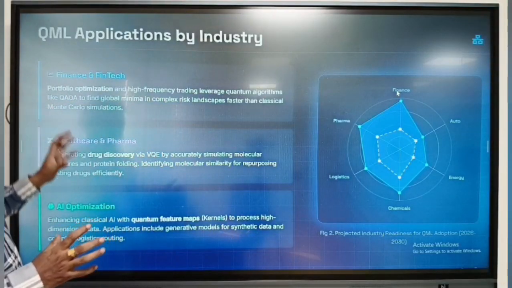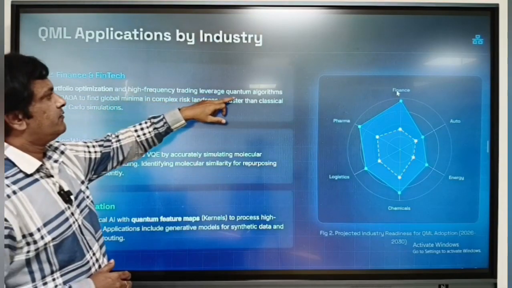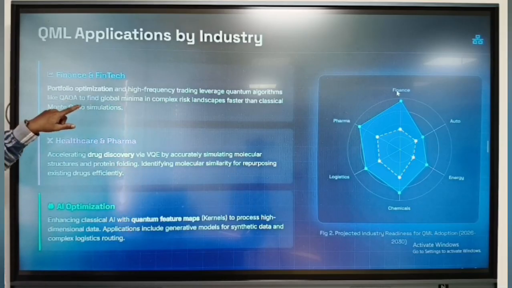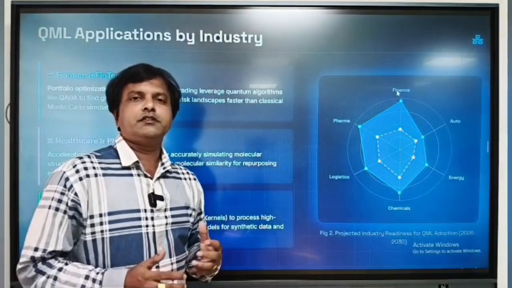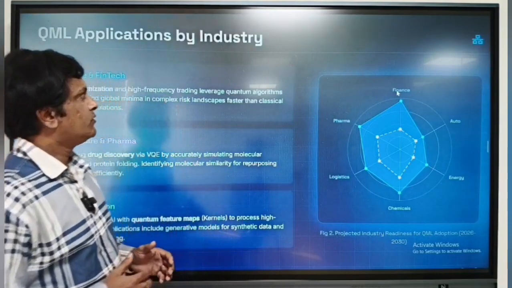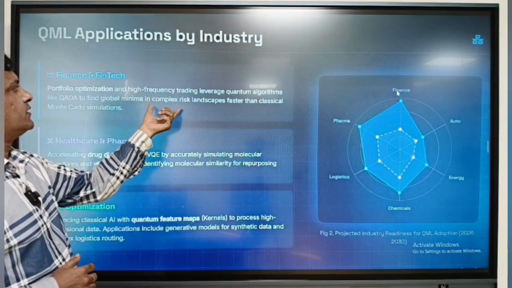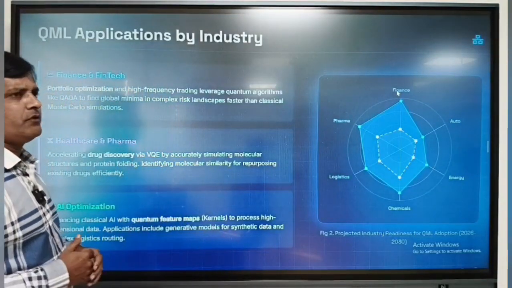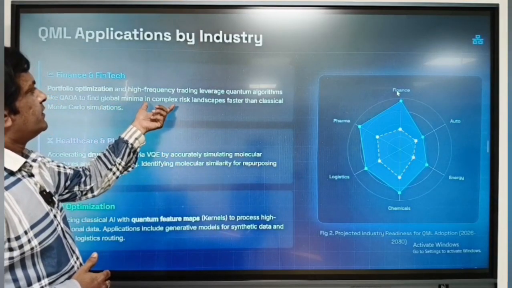So this kind of collection of all the finance items is called a portfolio, and high frequency trading leverages quantum algorithms like QAOA, the quantum approximate optimization algorithm, to find global minima. See, what actually it is in trading, high frequency trading, where stocks are traded many times in a particular time. So there is a high risk. The high risk landscapes and complex risk. The variables are more, so the risk is more. So in trading, the risk is more.